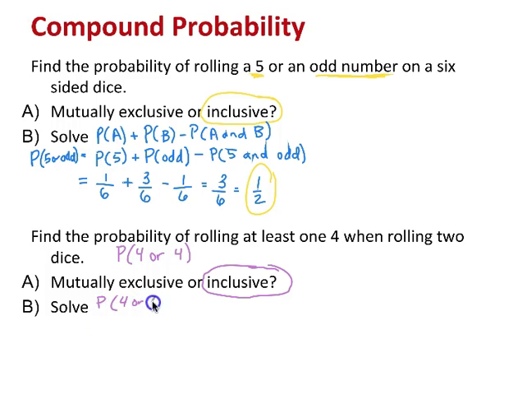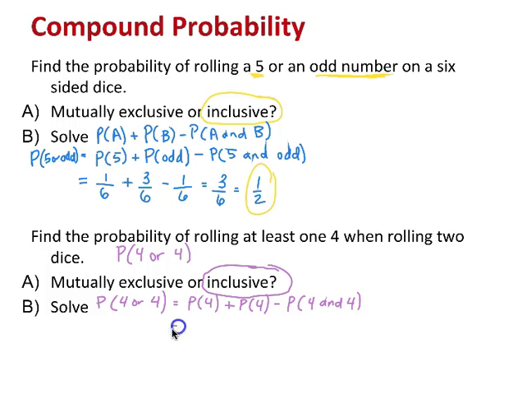So let's go ahead and write out kind of our blueprint here that we're finding the probability of 4 or 4. And to do that, we're going to find the probability of 4 on our first, add to it the probability of 4 happening again, rolling a 4, and then we're going to subtract out the probability of rolling a 4 and a 4.